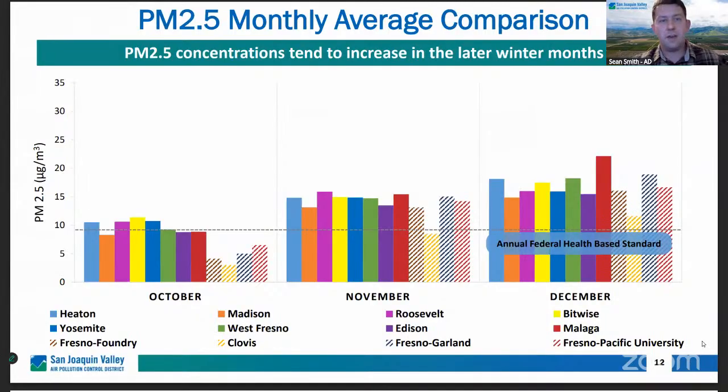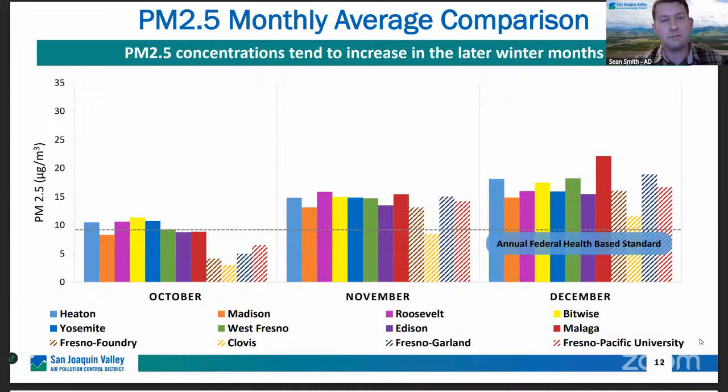So we've gone from annual to quarterly, and now we have the monthly average comparison. And for the monthly average comparison, we noticed that some of the PM 2.5 concentrations actually increased a little bit in the winter months, and I'll talk about that in a little bit. But this chart is slightly different than the previous ones. You have the sites depicted in different colors versus each year.